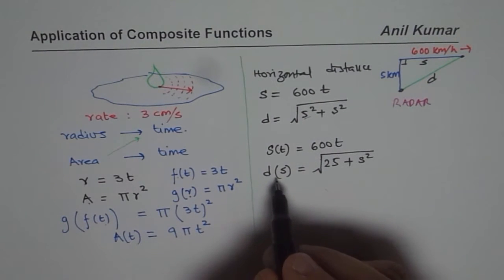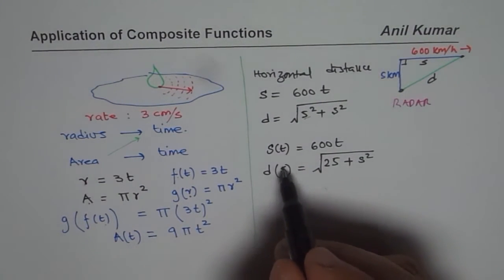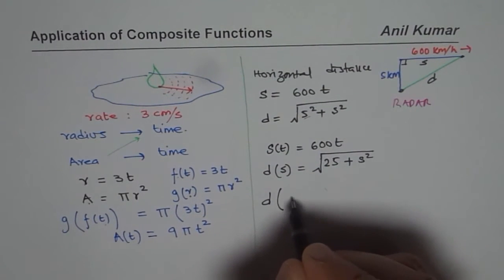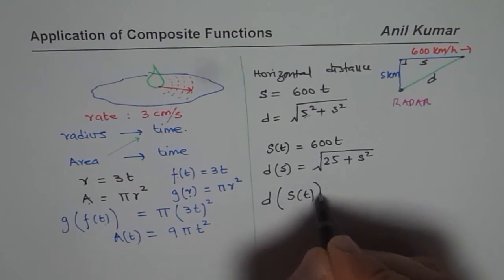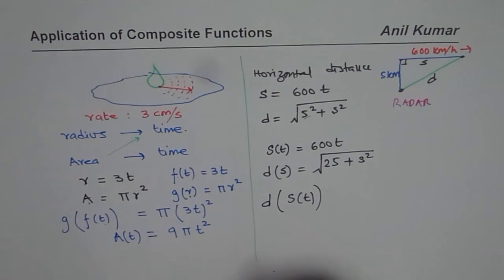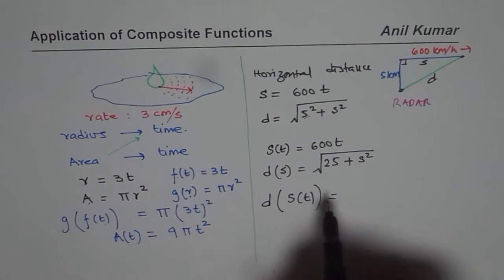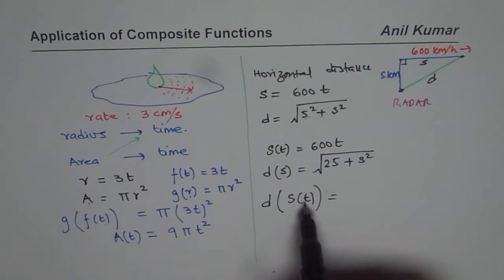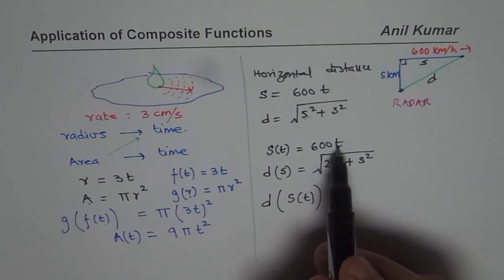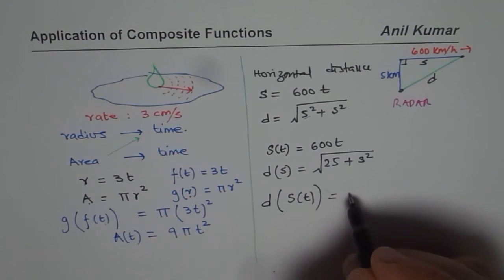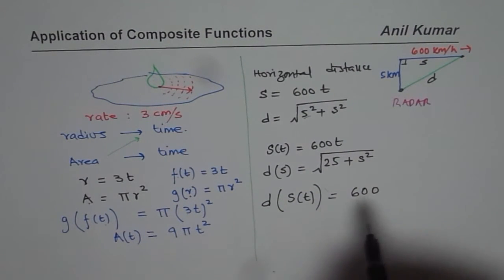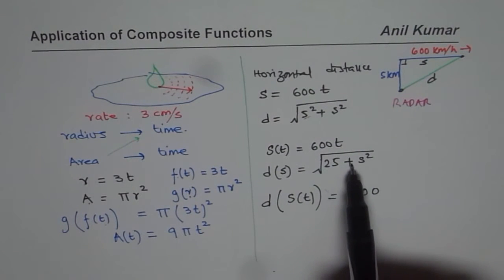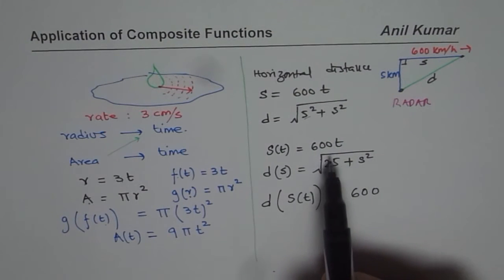Now I can develop a new relation combining these two. Replacing s with s of t, what do I get? I get distance of s of t. Do you see that? That is the composition of a function. That is the composite function. In that case, I have to replace this value for t. So d of s is square root of 25 plus s square. So instead of s, we'll write 600t.